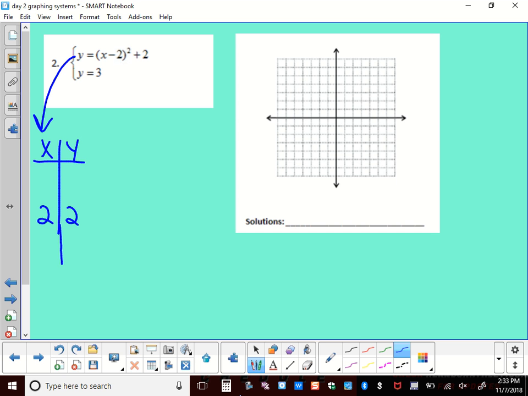Someone grab the calculator. All right, type in your y equals. Make sure you clear out everything in your y equals. So type in parentheses x minus 2 squared plus 2, and hit second graph. And what is your table? Take 2 numbers above 2.